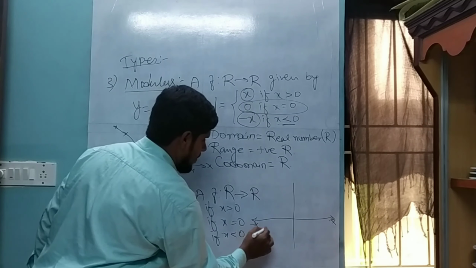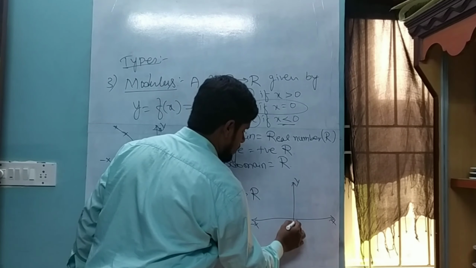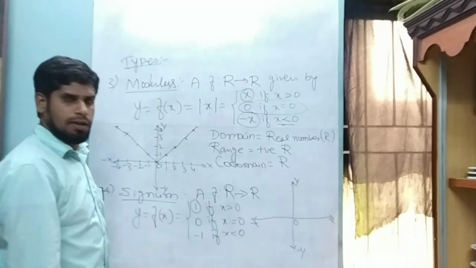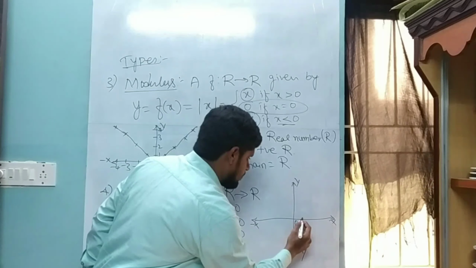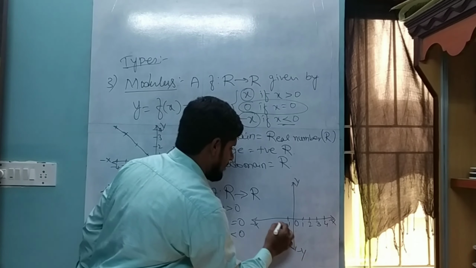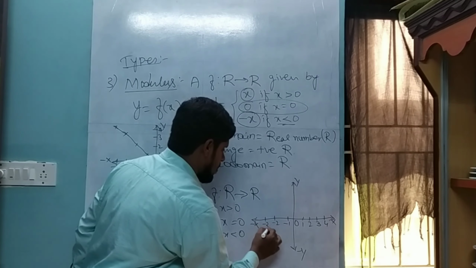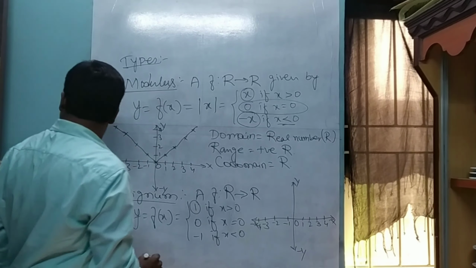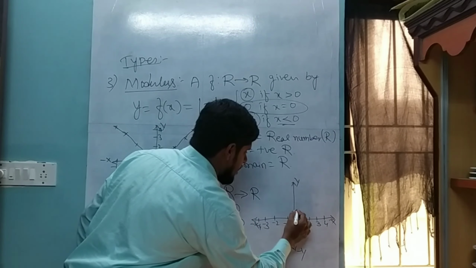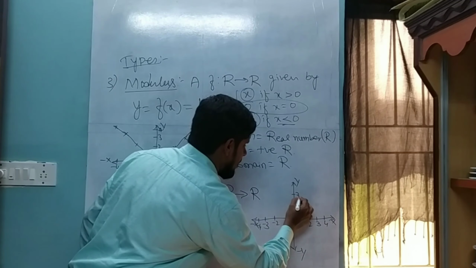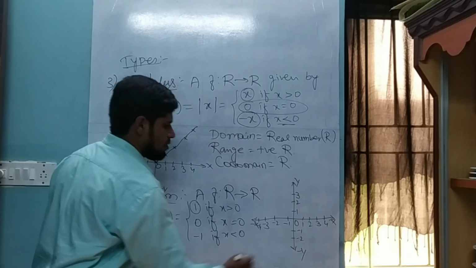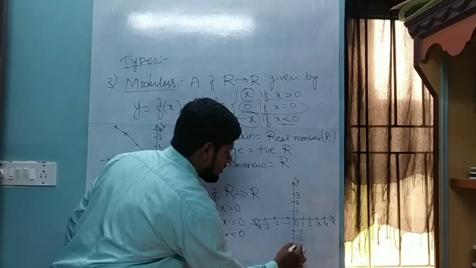Positive x, negative x, positive y, origin, negative y. Okay, let us put the numbers 1, 2, 3, 4, minus 1, minus 2, minus 3, minus 4. Next here, 1, 2, 3, -1, -2. Of course, okay, there is a -3.